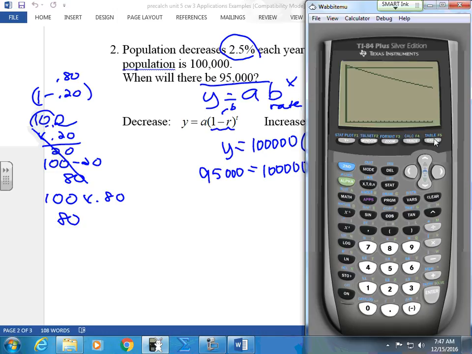As long as I see a cross, I'm good. And it shouldn't take me that long, right? Because 95,000 is so close to 100,000, right? So it should be pretty soon that this is going to reach 95,000. So intersect.